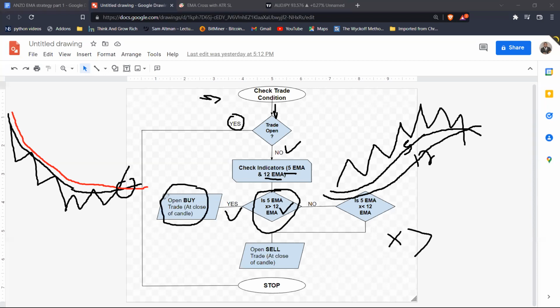this box. And what is the instruction here? Well, open a buy trade at the close of the candle, right? So you see, the whole logic now becomes quite simple.